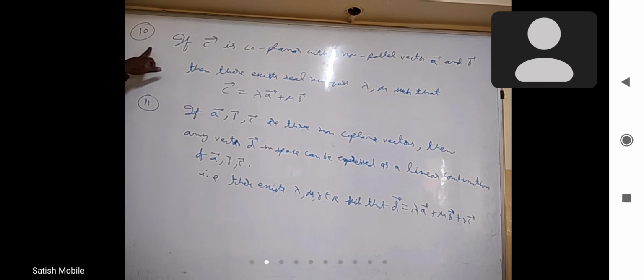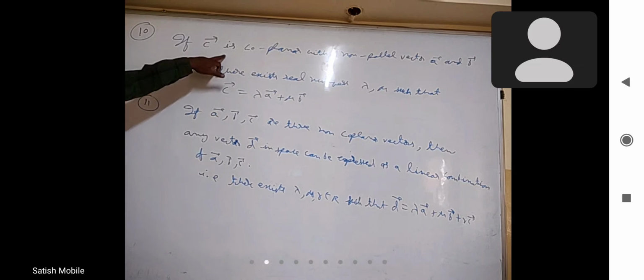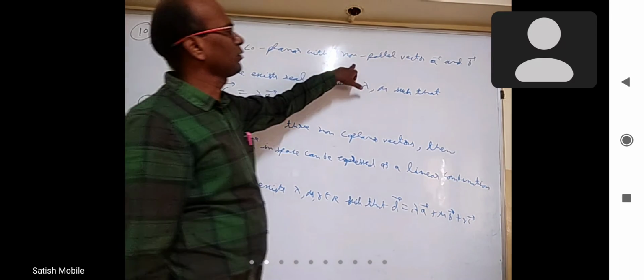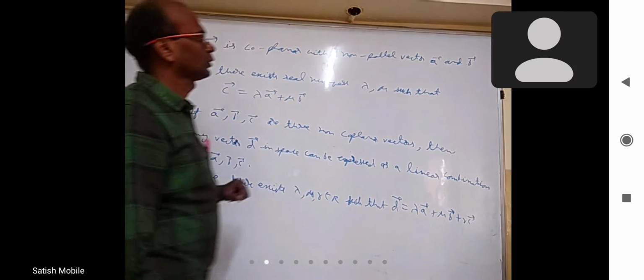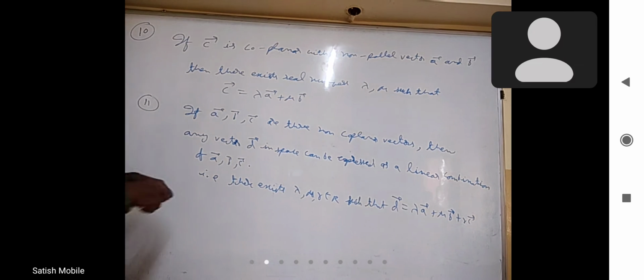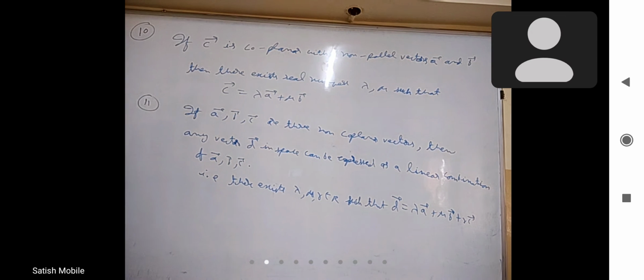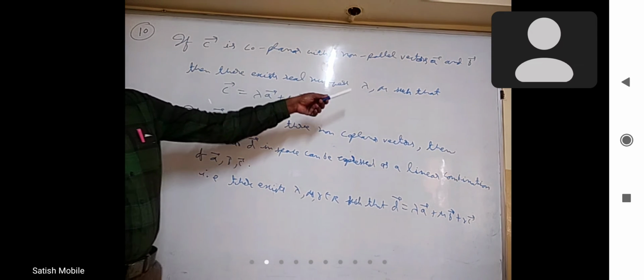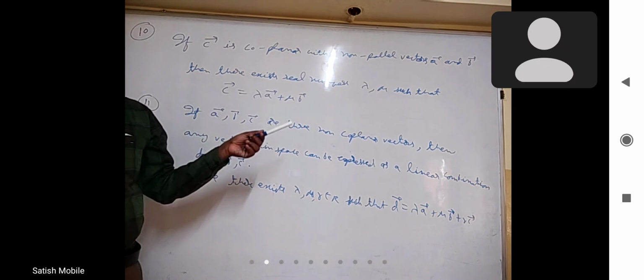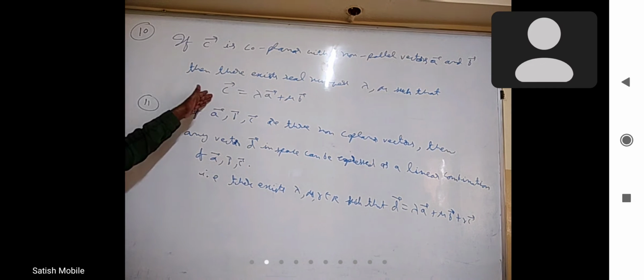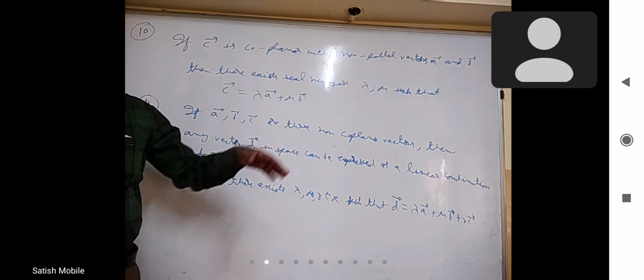So I am reading the 10th point once again. If C bar is coplanar with the non-parallel vectors A bar and B bar, then there exist real numbers lambda and mu such that C bar equals lambda A bar plus mu B bar. That is, we are able to express C bar as a linear combination of A and B.